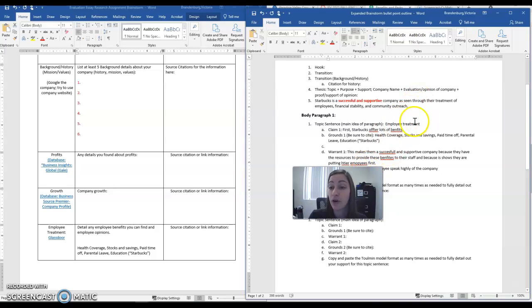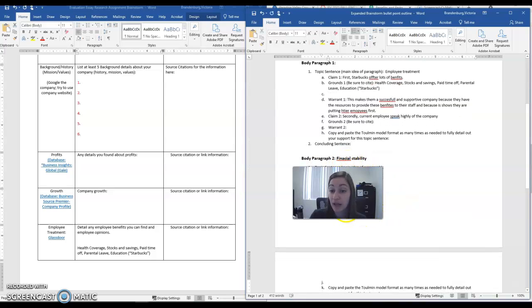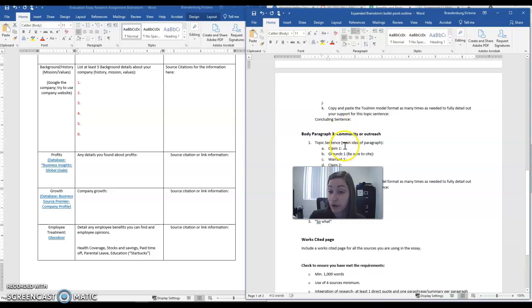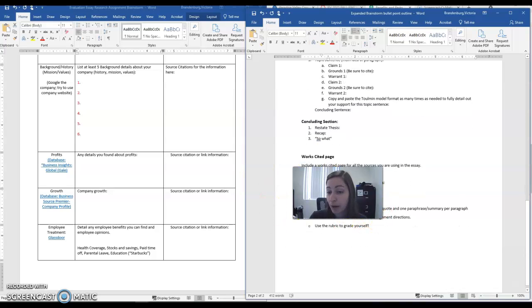So you've just got to detail out all the reasons for your topic sentence. And again, you're just copying and pasting your claim, grounds, warrant, your argument, as many times as you need to in the paragraph. So as many times as I would need to prove financial stability, I would add as many arguments as I need to. Okay, and that's what the outline is going to look like. You'll detail this out for all 3 paragraphs. You'll have your conclusion, then of course your works cited page. So don't forget to log your sources in Noodle Tools. And then make sure that you've met these requirements. You might not be at that 1,000 words yet, but as you draft, hopefully you keep that in mind. So that's how you get started on the outline.